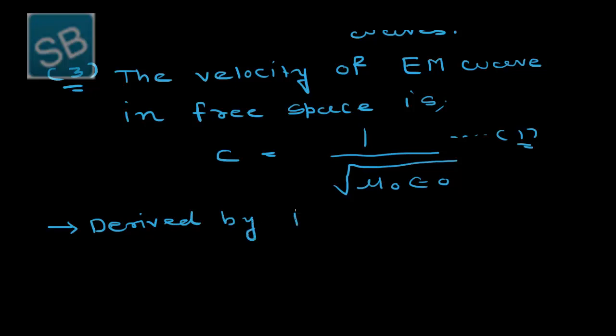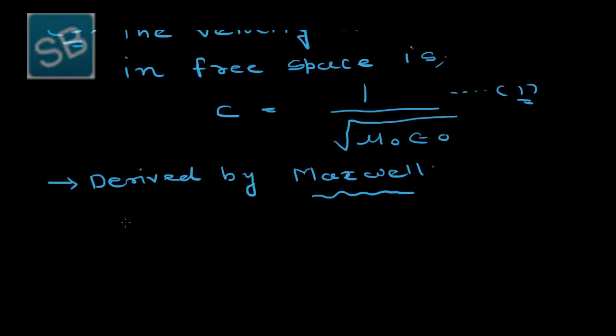Maxwell using the equations of electric fields and magnetic fields. Here if we look at the values of mu 0 and epsilon 0, so mu 0 is equal to 4 pi into 10 to power minus 7 Newton upon ampere square, and this is, remember, the permeability of free space.